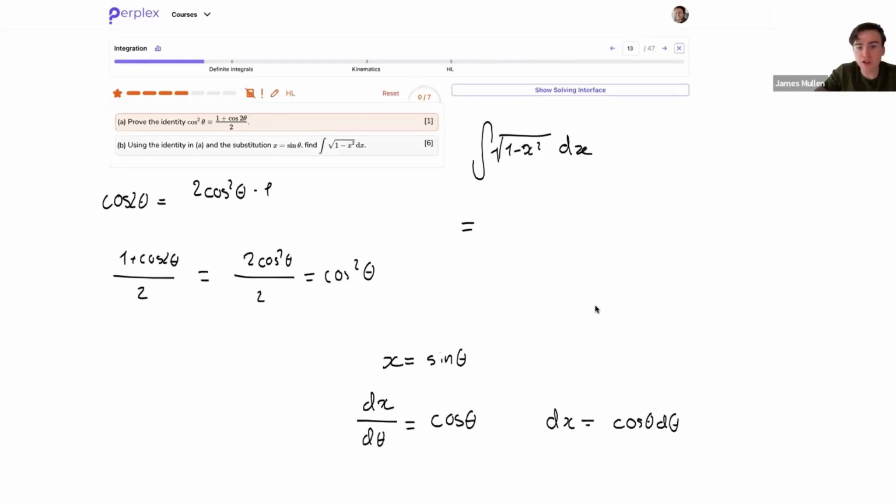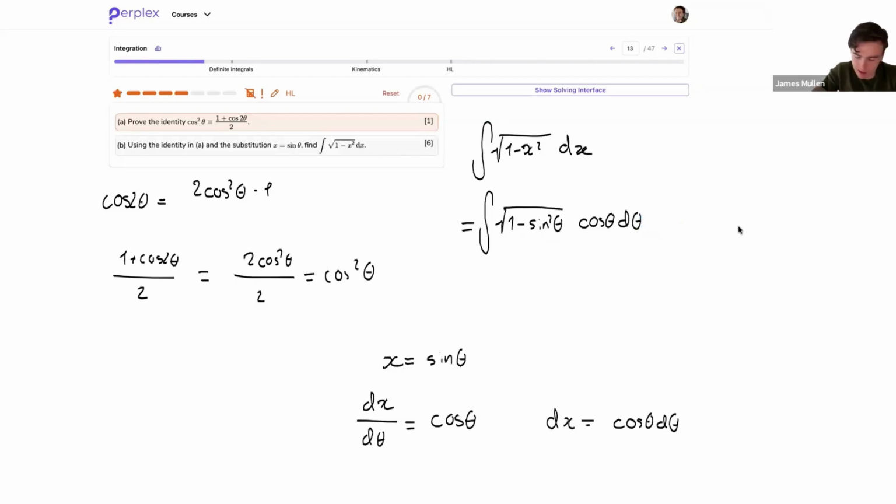Okay? Now I differentiate with respect to theta because I have x is equal to something and not the other way around. And I want to find what I'm going to replace my dx with. So in this case, I want d theta. And then I'm going to replace x in the integral with sine of theta. So I'm going to have the square root of 1 minus sin squared theta. And then I know that dx is cos theta d theta.